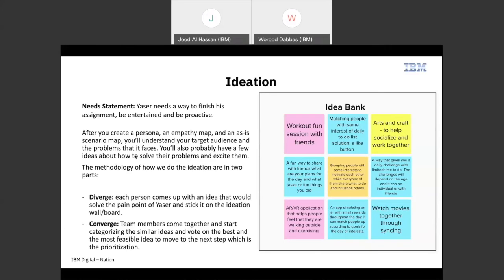One of the ideas was to watch movies together through syncing, and an application that has more rewards throughout the day. It can match people up according to goals for the day. Okay, so basically you got the idea that we come up with ideas to solve the pain points, and this is the section after we do ideation and try to be as creative as possible.